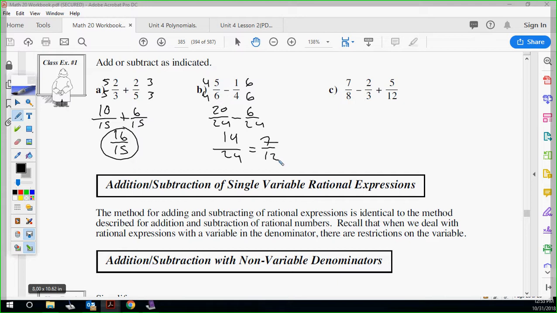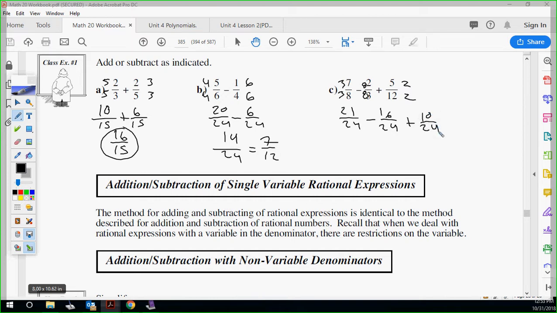All right. So the third one, what do you guys think 8, 3, and 12 all go into? Yeah, 24. So we're going to get all these at 24. We're going to times this by 3, top and bottom, this by 8, top and bottom, and this by 2, top and bottom, to get them all to 24. So we got 3 times 7, 21, over 24, minus 16 over 24, plus 10 over 24.